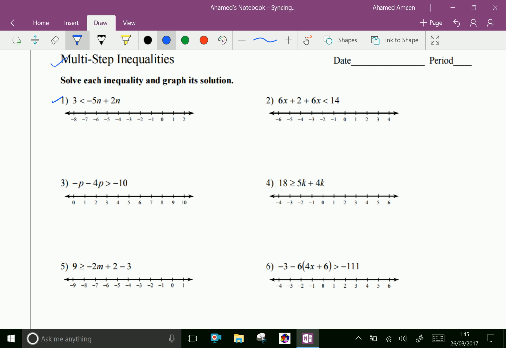Minus 3 is less than minus 5n plus 2n, which is minus 3n. Now, n is less than 3 over minus 3. 3 over minus 3 is minus 1, so minus 1 is greater than n. Since we divided by minus 3, we have to invert the greater sign as a less sign. Therefore, n is less than minus 1.